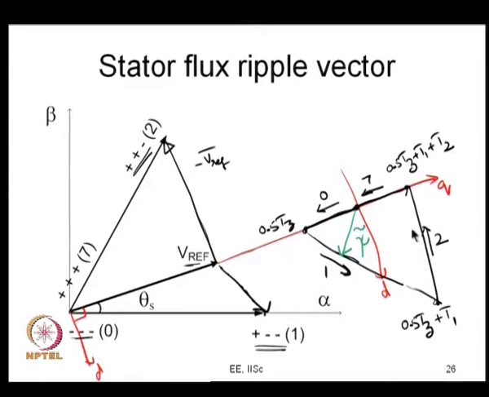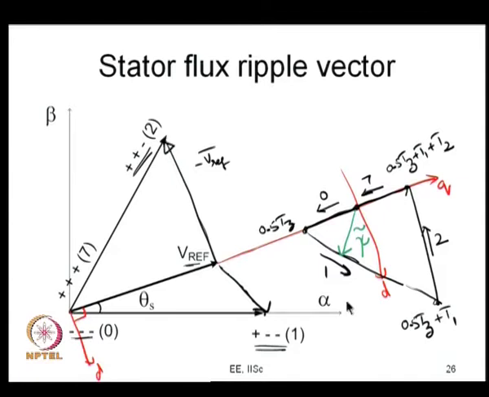So, it has got a triangular trajectory, and you can see that every side of the triangle is proportional to the error voltage vector. The base of the triangle, which is along the q axis, is parallel to the error vector corresponding to the null vector, this side is parallel to the error vector corresponding to vector V1, and this side is parallel to the error vector corresponding to vector V2.